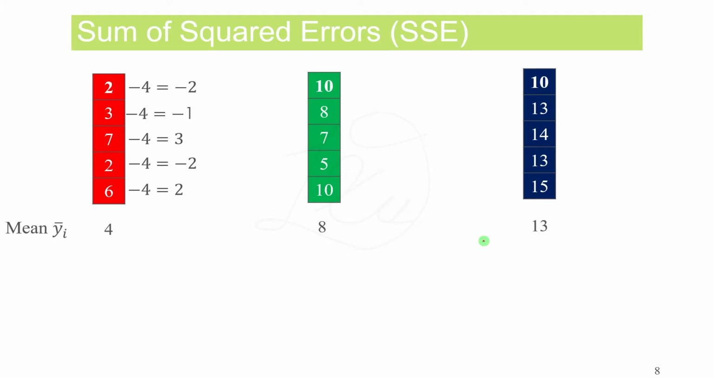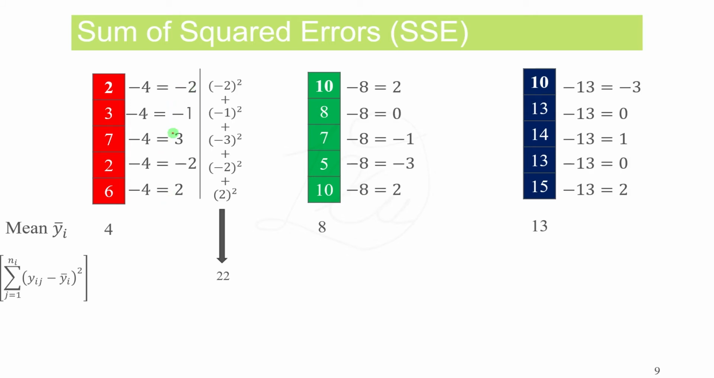To calculate the sum of squared error, we firstly subtract the mean for the group from the observations within that group. So the mean for the first group is 4, and we subtract it from each of the values within this group. So 2 minus 4, 3 minus 4, and we do the same thing for the other observations. We will repeat the same procedure for this group and for this group. Then we take the result here, square it, and sum up the squared results. For the first group, we got 22.